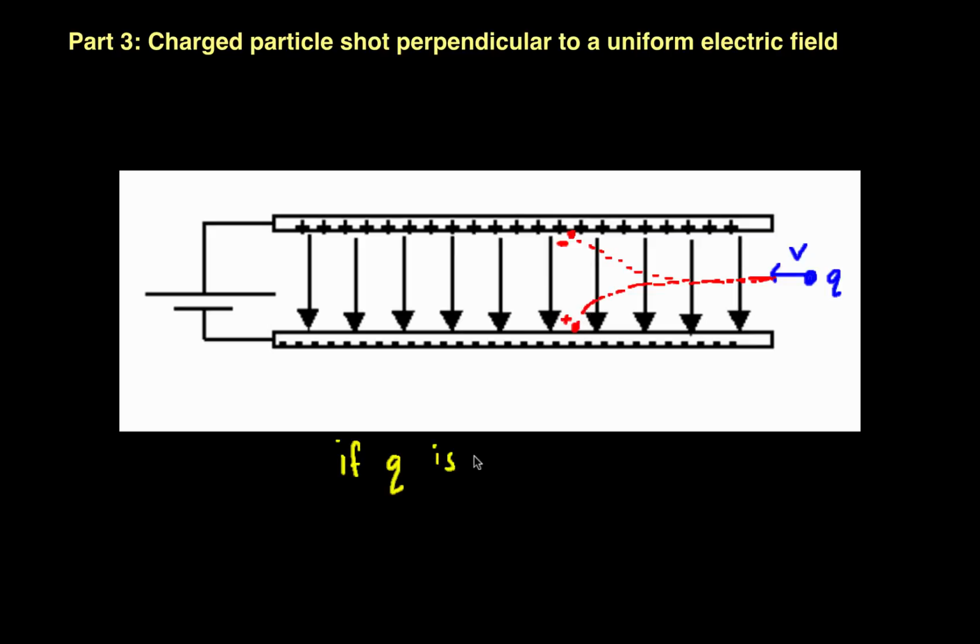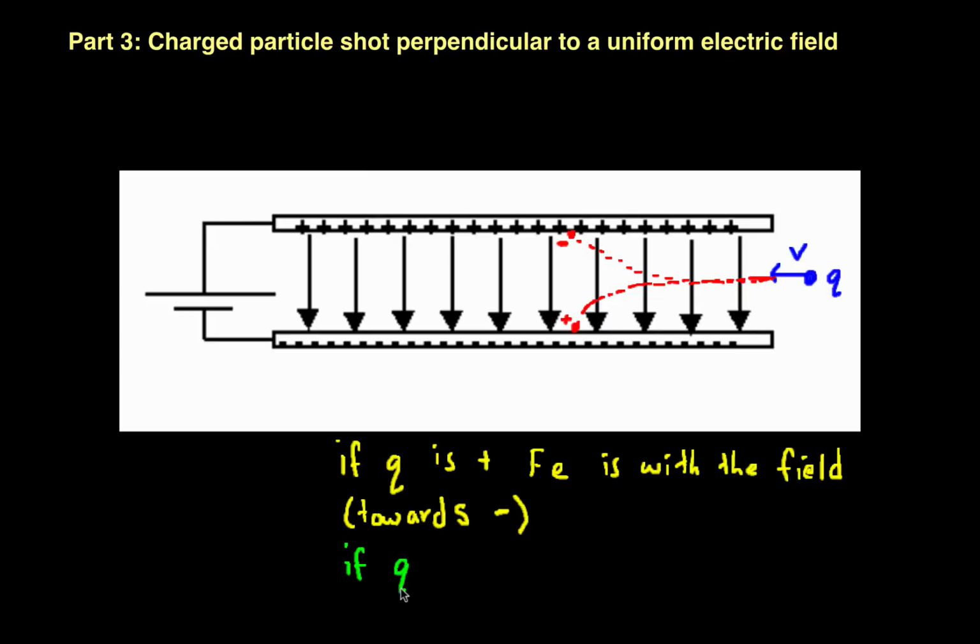Electric fields point towards negative charges. So, if the charge is positive, the electrostatic force is with the field, or towards the negative. If the charge is negative, the electrostatic force will be opposite to the field, which means it will go towards the positive.